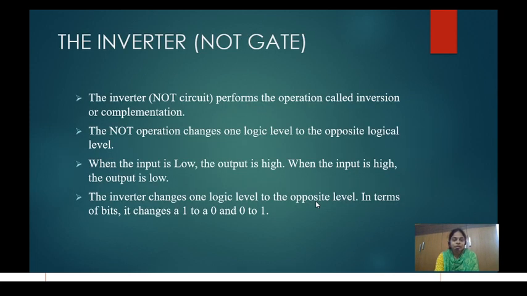Coming to the inverter gate or NOT gate. The NOT gate is also called the inverter gate. It has only one input. So how many combinations will it have? 2 combinations, that is 2 power 1, and 1 input and 1 output. If you give input as 0, the output you will get is 1. If you give input as 1, the output will become 0.